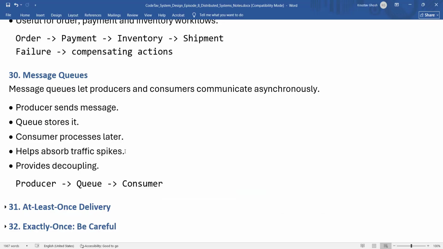So the order service does not have to wait for the notification service to finish. That is one example I'm just giving. The order service can put some message into the queue and the notification service can process it later. That's the usage of message queues. This provides decoupling, traffic buffering, asynchronous processing, better scalability.